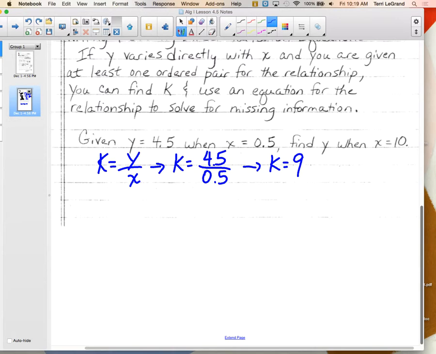So the first thing you would do, they tell you it's a direct variation relationship. All you need is one ordered pair where you can put y over x, divide it out, get your k value. Now you can write your equation for that relationship. So what would our equation be for this one? Remember, direct variation is y equals k times x.